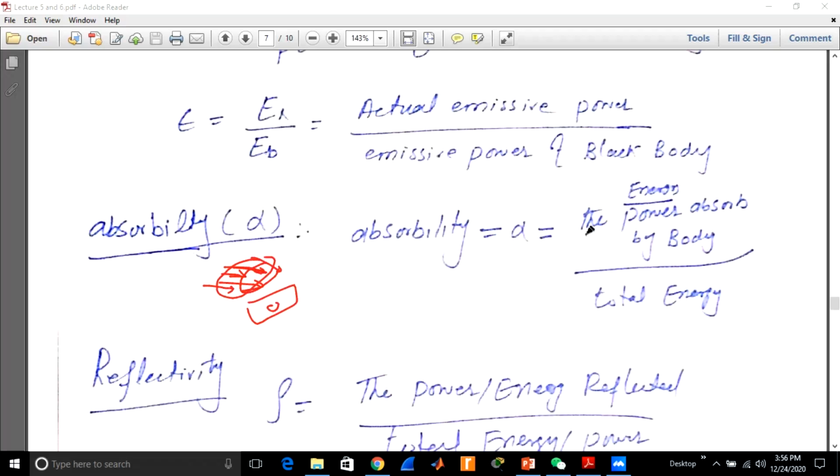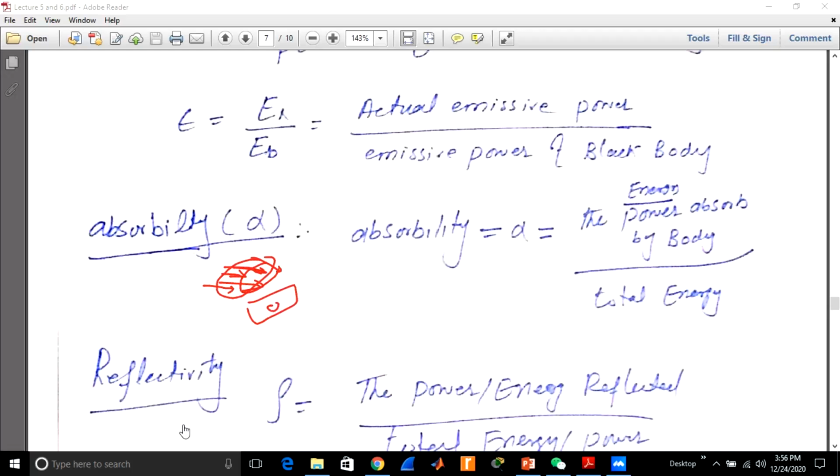What is meant by absorptivity? The ratio of the power absorbed by the body to the total power. The total power came here and the body absorbed some portion. So the ratio of the absorbed power to the total power is called absorptivity, and it is denoted by alpha.